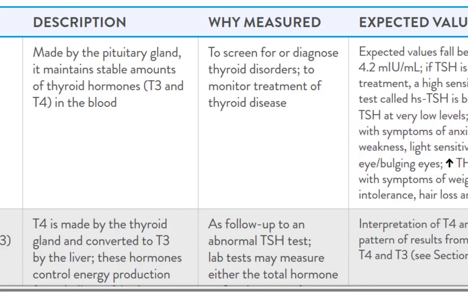Decreased TSH is hyperthyroid with symptoms of anxiety, weight loss, tremors, weakness, light sensitivity, puffiness around the eyes, bulging of the eyes. Increased TSH is hypothyroid with symptoms of weight gain, dry skin, cold intolerance, hair loss, and fatigue.